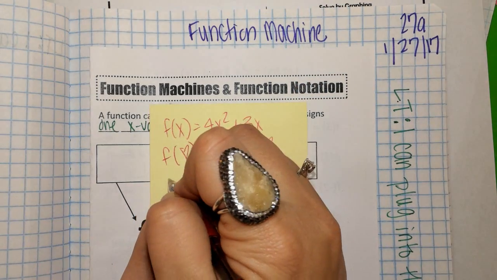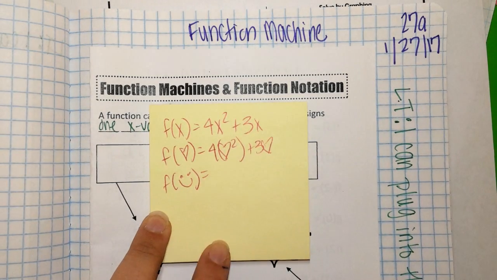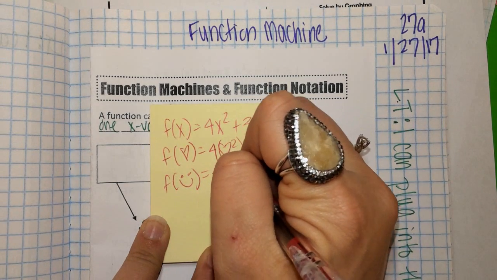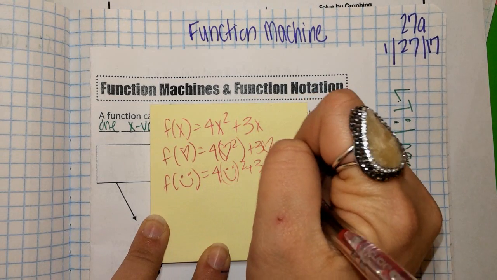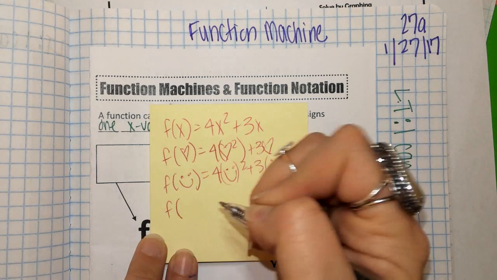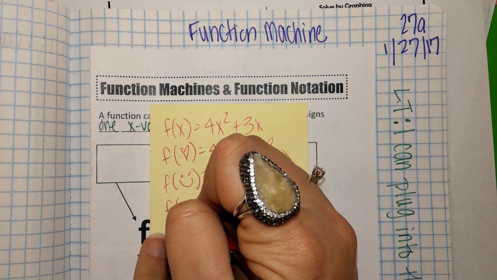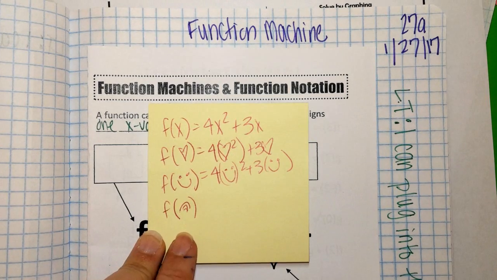All right, what if I put f at smiley face? What am I going to replace all my x's with? All right, so if I said f at, let's do a rainbow. Pretend that's a rainbow.